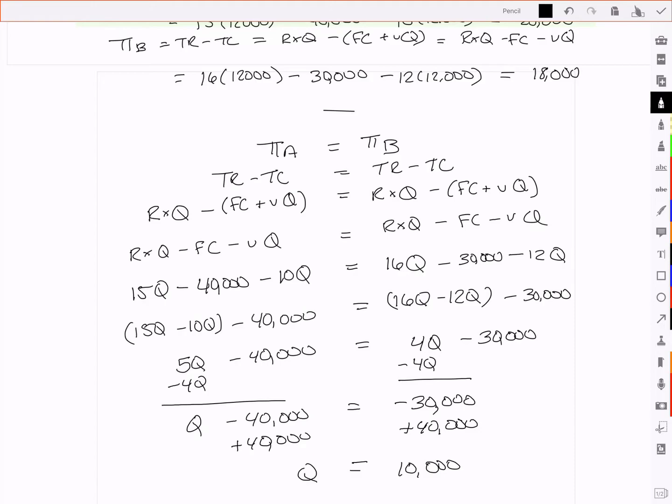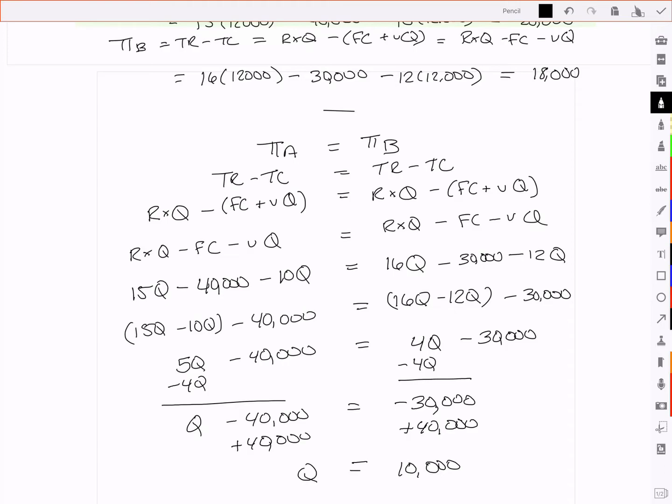So the quantity at which the profit from machine A and the profit from machine B are equal is at a quantity of 10,000. So you should be able to work through a problem like this and find where two different production methods would give you the same profitability. So it really goes down to how do you calculate a profit and then use Q as your placeholder, reduce it down, get Q onto one side, and solve for Q.